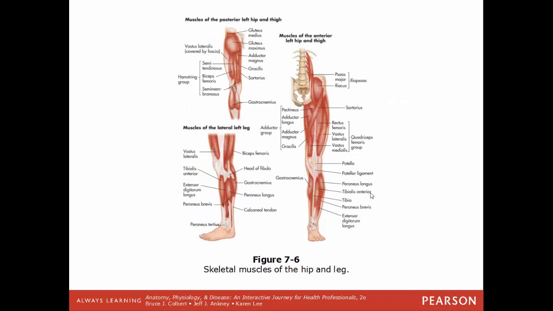Muscles of the hip and leg. Of course, the gluteus maximus, the buttocks that most people think of. The gastrocnemius, the calf. The hamstring group. The hamstring isn't just one muscle, it is a group of muscles. The quadriceps femoris group, because the quads aren't just one muscle, they are a group of muscles.